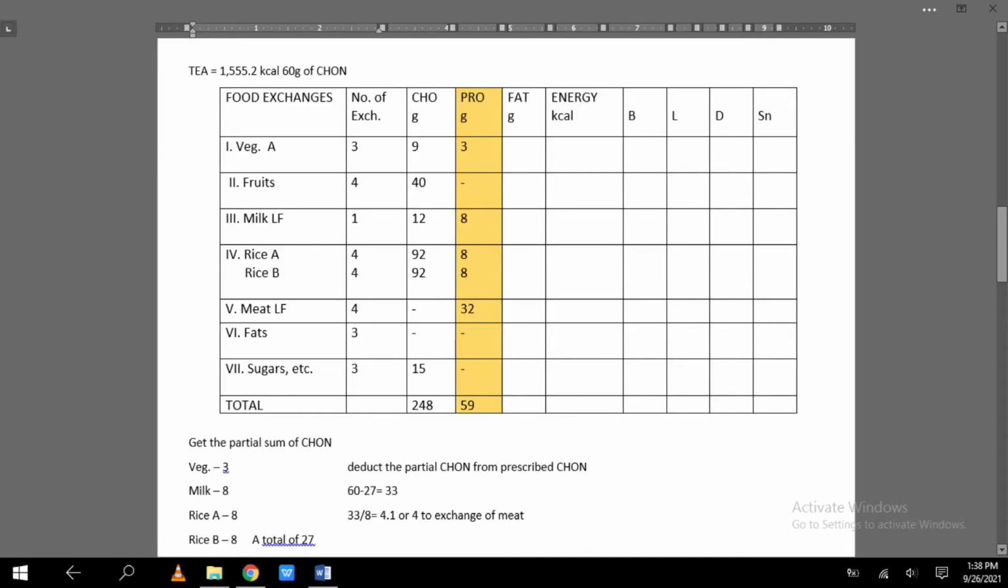Next is proteins. My diet prescription is 60 grams. Get the partial sum of proteins, which is vegetable is equivalent to 3, milk 8, rice A and B is equivalent to 16, with a total of 27. Now deduct the partial of proteins from prescribed proteins, which is 60 minus 27 is equal to 33. 33 divided by 8 is equal to 4.1 or 4 exchanges of meat. So here, from the meat, low fat, number of exchange is 4.